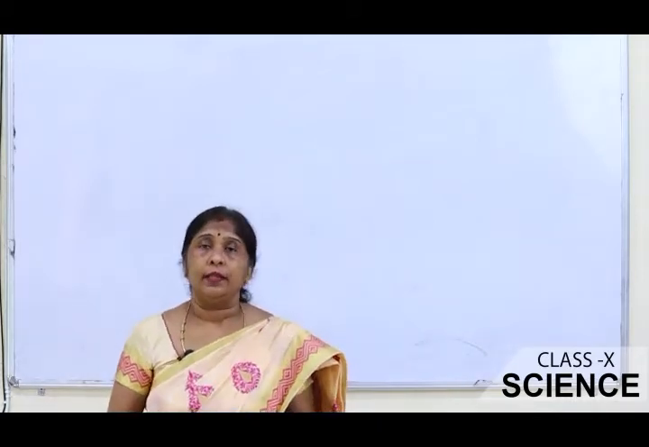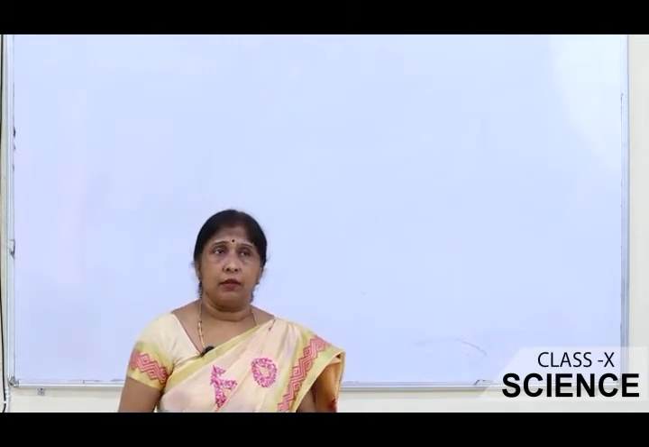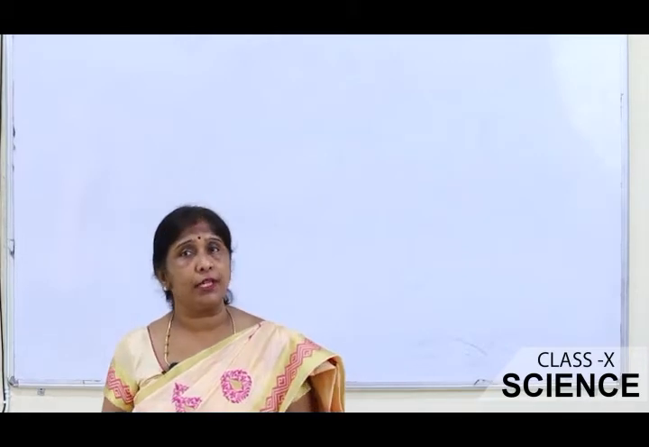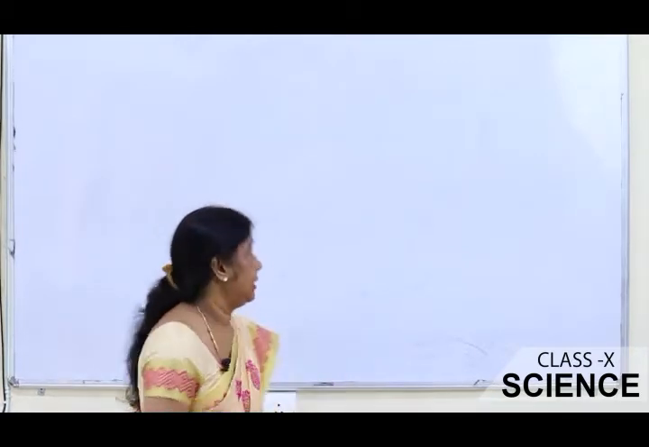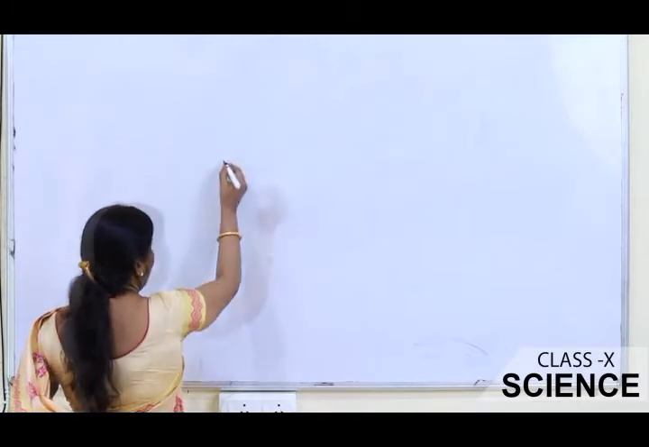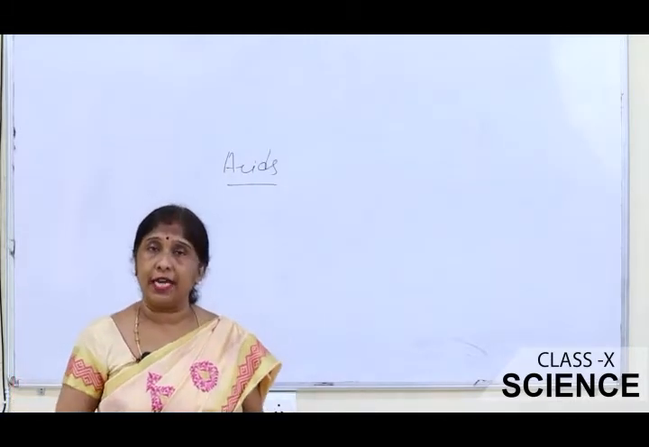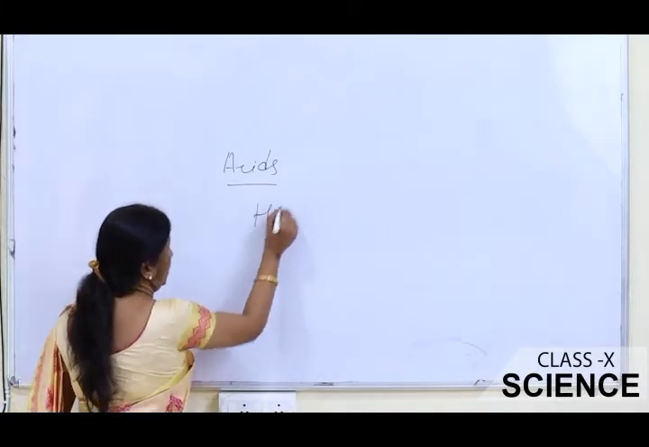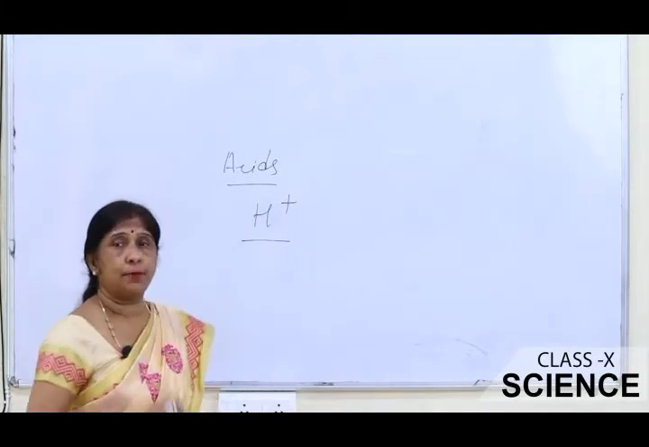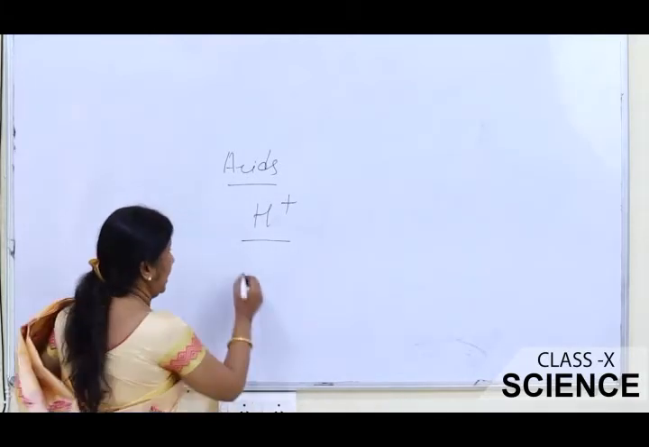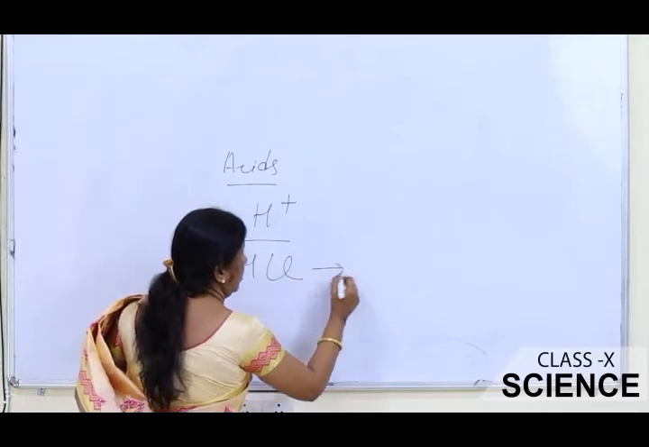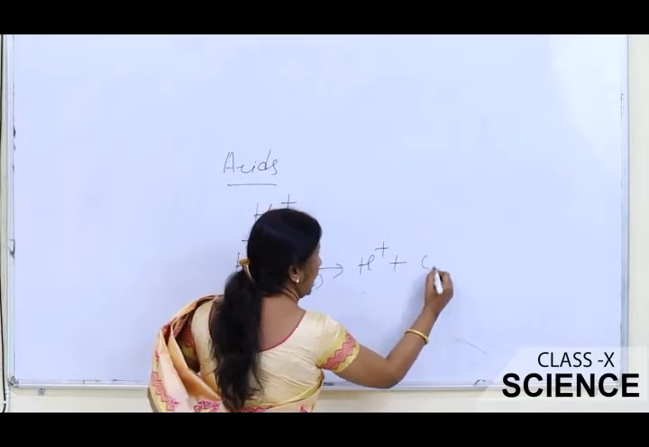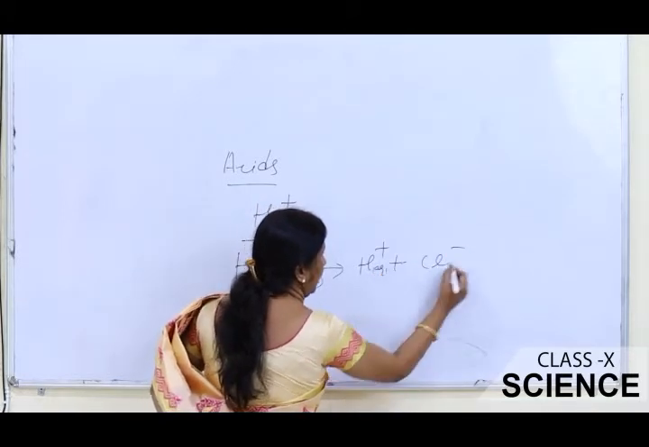Now there is a question: when we talk about acids, what is common in all the acids? See here, Arrhenius has given the definition for acid as a substance that produces H plus ion on dissociation with water. All acids produce H plus ion on dissociation with water. Let us see, HCl in the aqueous form, on dissociation with the water, forms H plus and Cl minus ion. This is in the aqueous state.